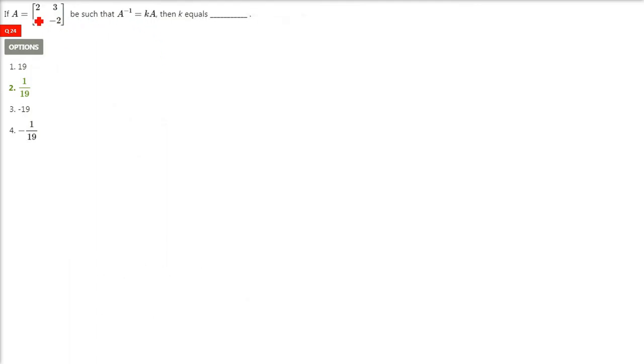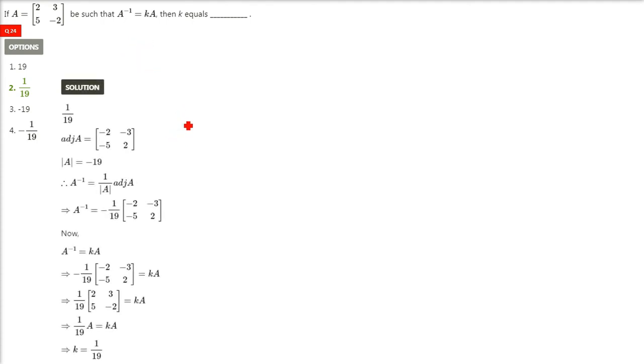If A is this matrix 2, 3, 5, minus 2, such that A inverse is equal to K into A, then what will be K? So this is quite straightforward. I'll just do it here. A inverse we can compute. It's quite easy because this is a 2 by 2 matrix. A inverse we'll find out, and then we'll equate it with KA and see what K comes out to be, because A will definitely come on the right hand side. If you remember, this question has already been done.